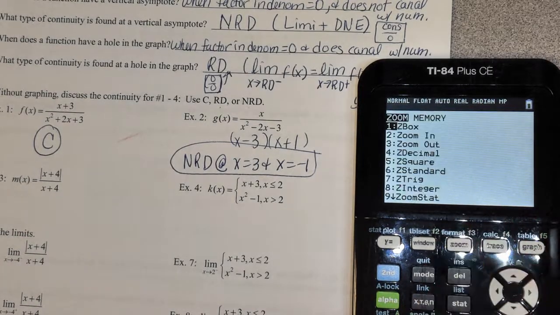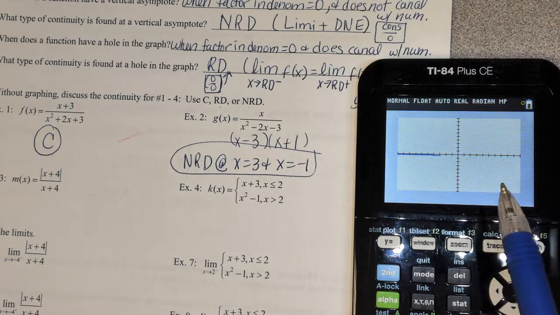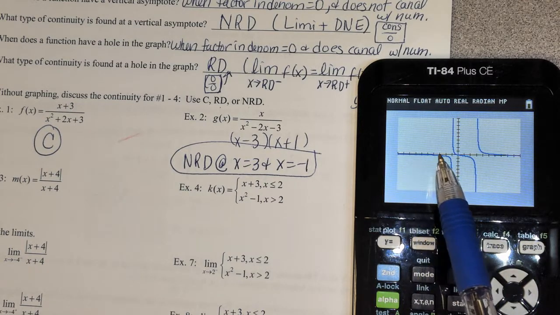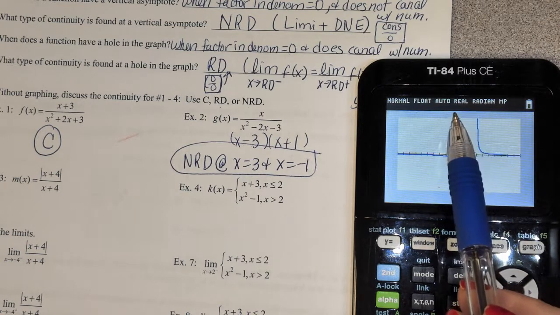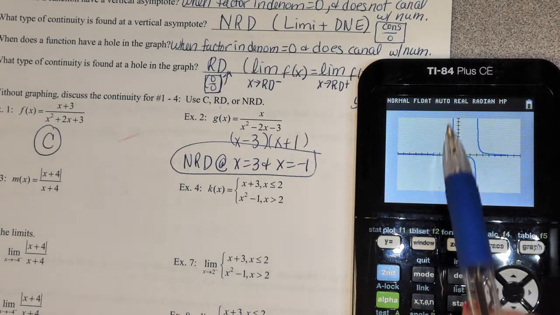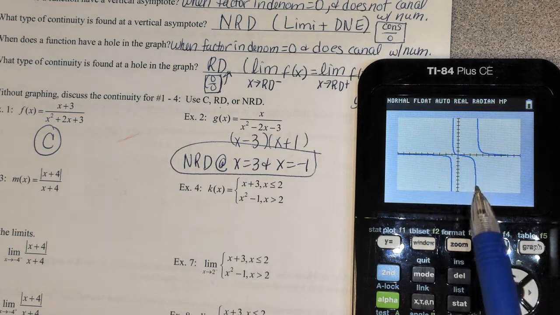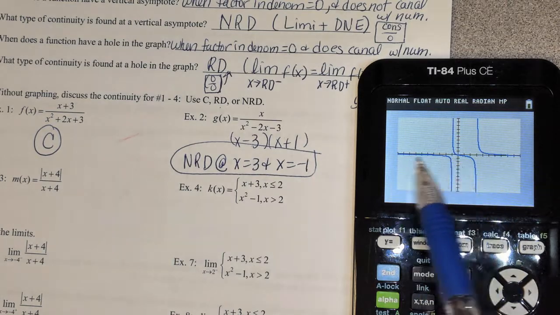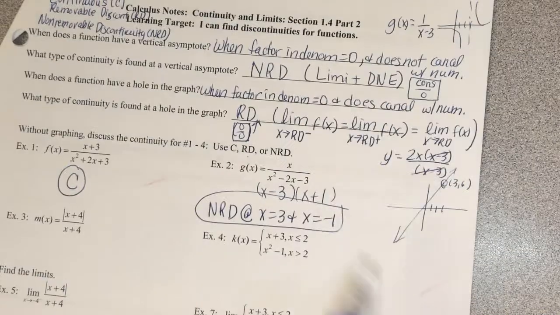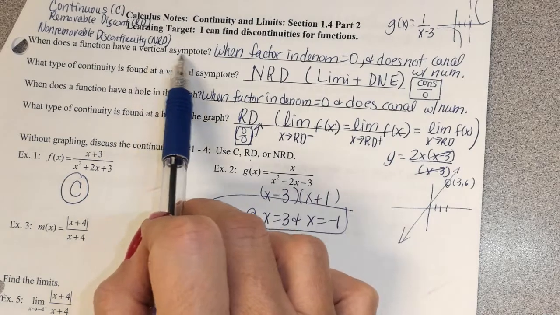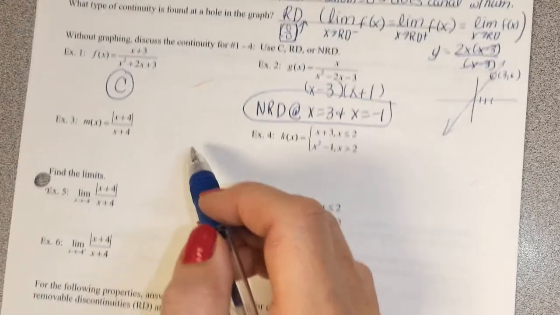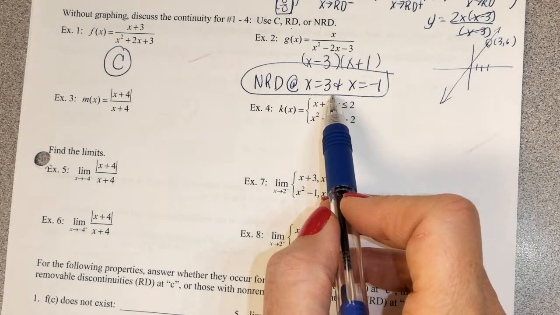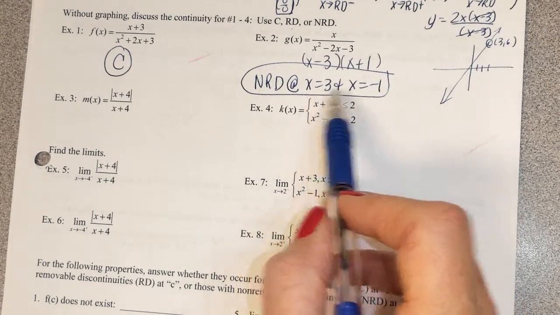So what does this non-removable discontinuity look like? Well, here it is. Can you see how as I approach -1, I have to lift my pen to continue graphing? So that's a non-removable discontinuity. Then I can keep going, but then I have to lift my pen again to finish at x equals 3. So those are called non-removable discontinuities. What else are they? Vertical asymptotes, right. Will there be limits there? No, there are no limits. The limits do not exist right there.